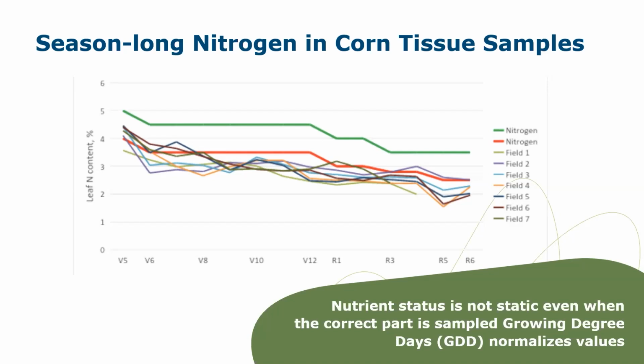Nutrient status is not the same. Even when the correct plant part is sampled, the growing degree days normalizes those values. So this reminds us again that plant tissue testing is only one diagnostic tool that is best compared with other resources as well.